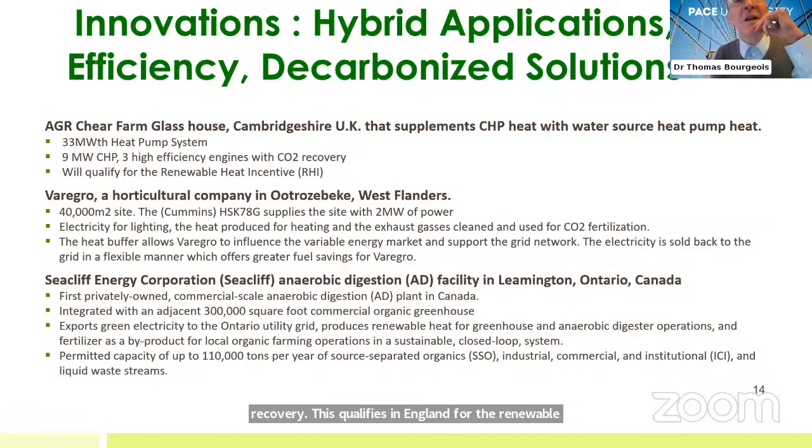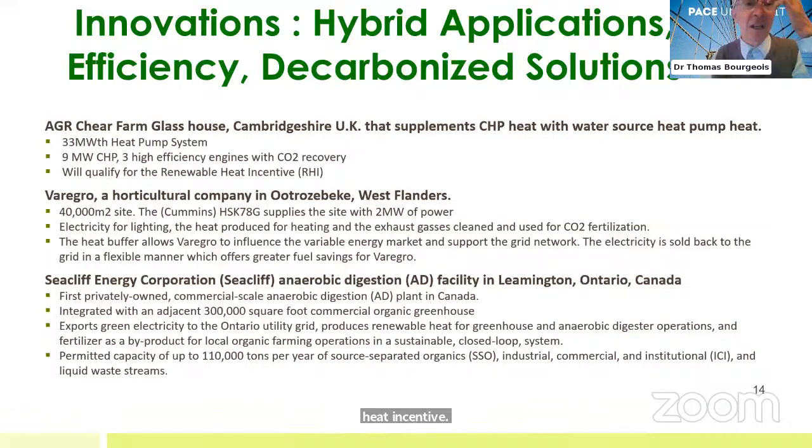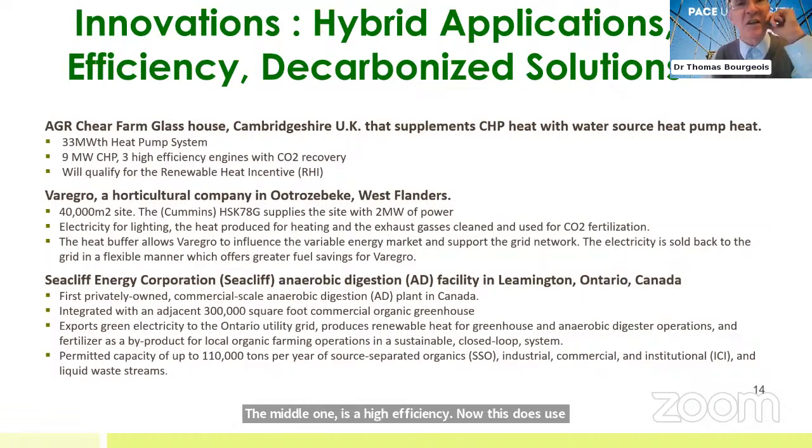The middle one is high efficiency. Now this does use gas, but it does so in an extraordinarily efficient manner, over 90% total system efficiency. The heat is produced for heating the greenhouse. It's also put into a district system. Exhaust gases are clean and used for CO2 to feed the plants. And this also works as a grid resource. The heat buffer allows this company in West Flanders, Veragro, to influence the energy market and support the grid. This provides greater fuel savings and a higher level of efficiency for the company, but it also provides a resiliency resource for the local grid operator.